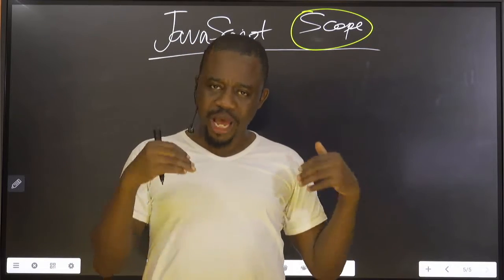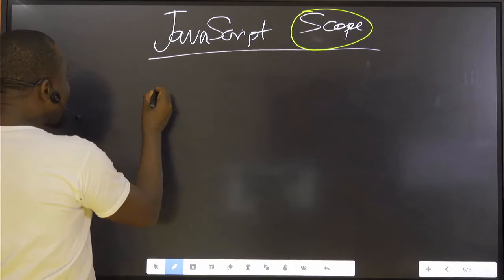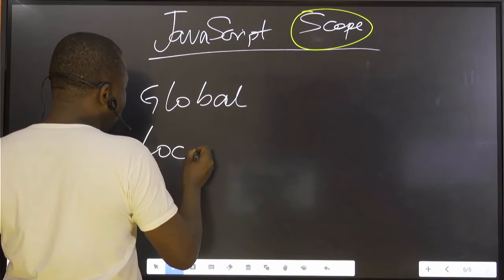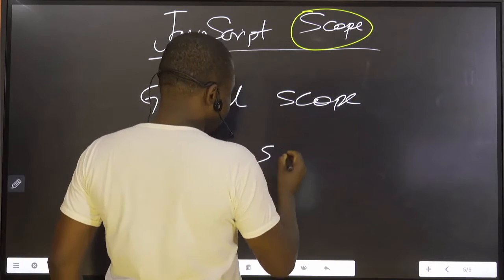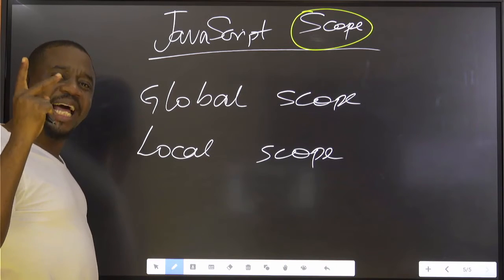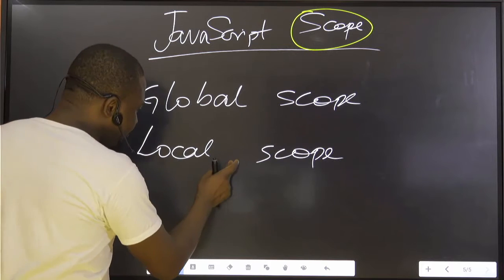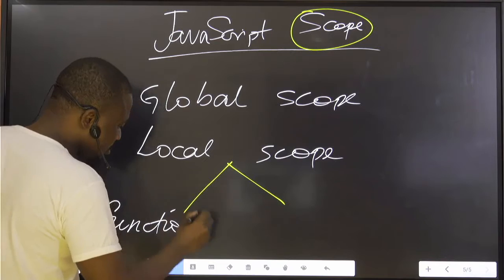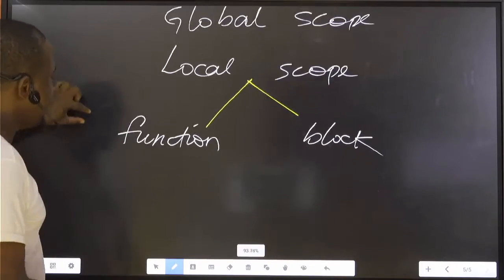In JavaScript, we have scope. We have two types of scopes in JavaScript. We have the global and the local scope. Under this local scope, we have two scopes that are involved. That is the function scope and the block scope. Okay?